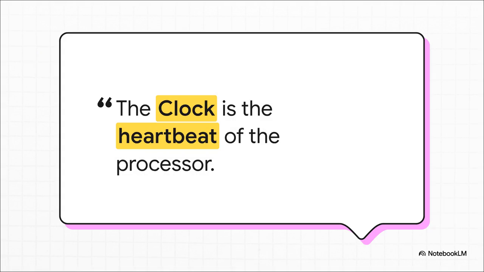But with all this happening at once, how does anything stay in sync? How does that assembly line move in perfect rhythm? Well, that brings us to the second big secret, the system clock. And thinking of it as the processor's heartbeat is honestly the best way to imagine it.